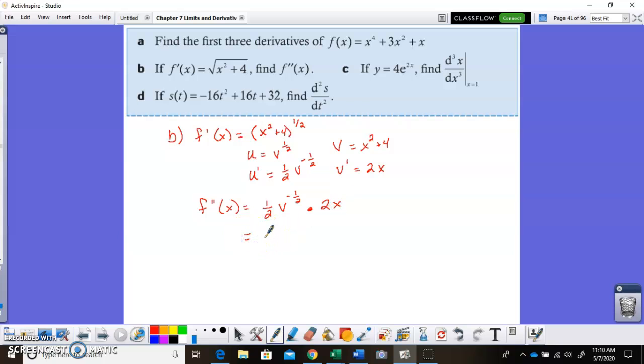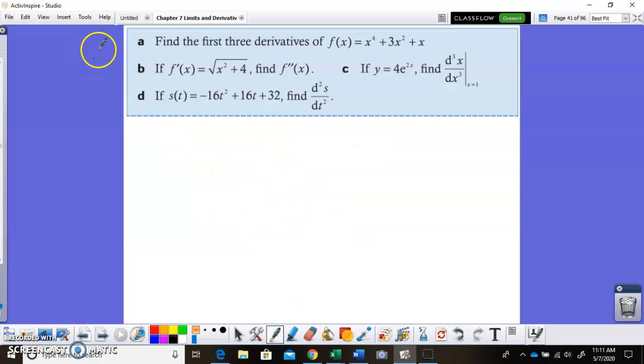And so I'm just going to work on some simplifying. I'm going to go ahead and bring this down to the denominator and use the square root symbol. So it's 1 over 2 times the square root of x squared plus 4, and that's being multiplied by 2x. And you can see this 2 and this 2 will cancel out. So we're looking at x over the square root of x squared plus 4. Okay, so that is the second derivative. First derivative is the square root, second derivative is x over the square root. Okay? All right, so I'm going to erase this screen and work on letter C.